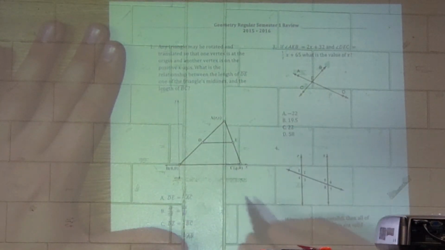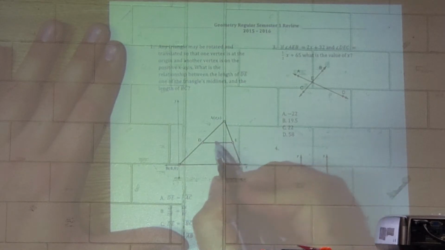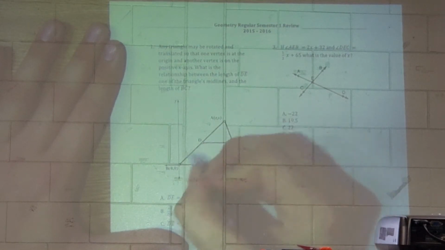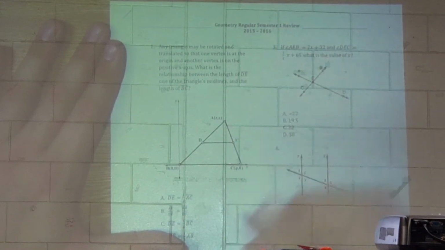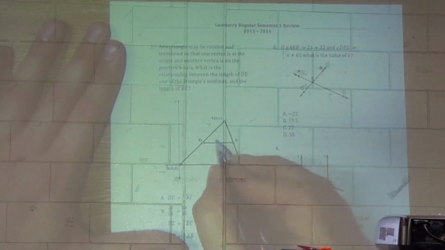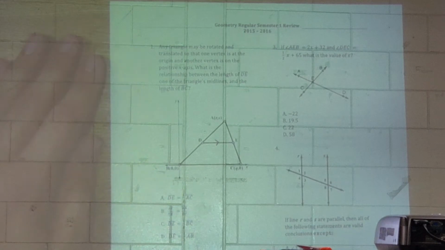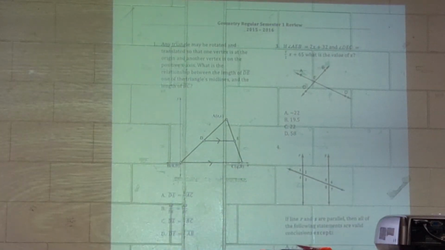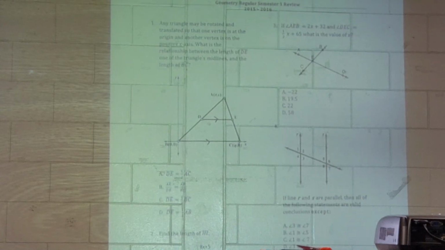So the triangle midsegment theorem says two things. The first thing it says is that this line segment right here that we call the midsegment, because it's in the middle of AB and the middle of AC, has to be parallel to the one side it's not intersecting. So it's going to be parallel to this side. That's one thing we know, but looking at our answer choices, it doesn't say that. So really that doesn't help us.